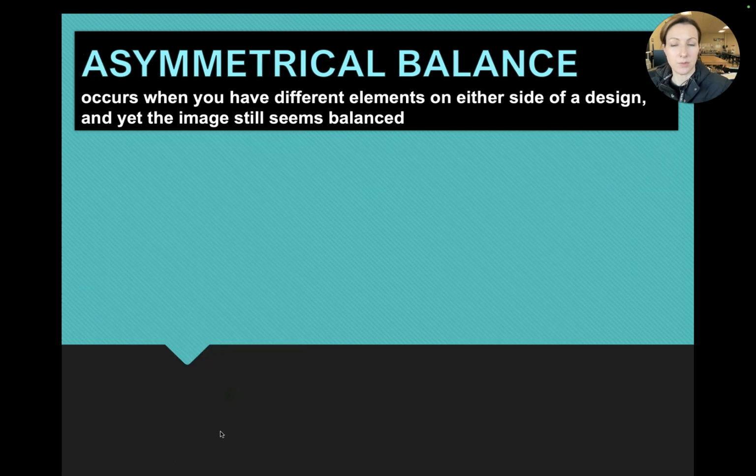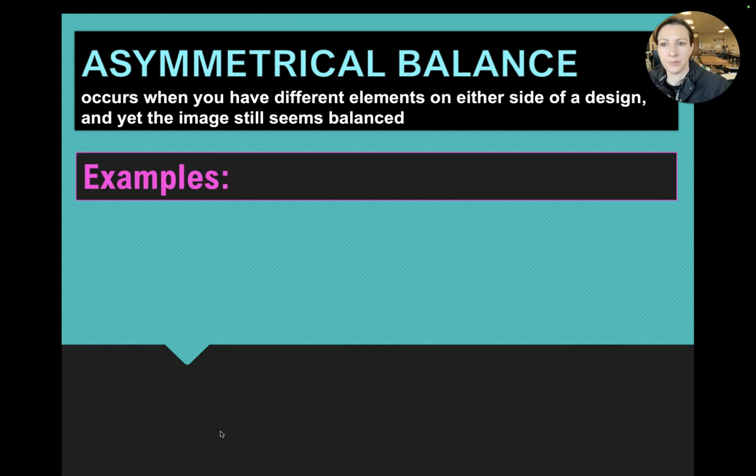So next is asymmetrical balance. This occurs when you have different elements on either side of a design, but the image still seems balanced. This one is a little bit harder to grasp, because how do you tell if it's balanced if it's not the same on both sides? So let's look at an example.